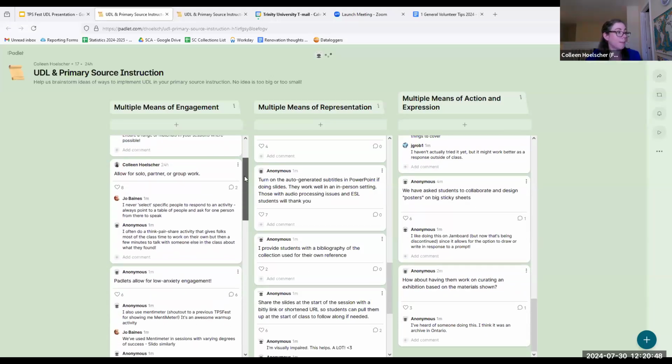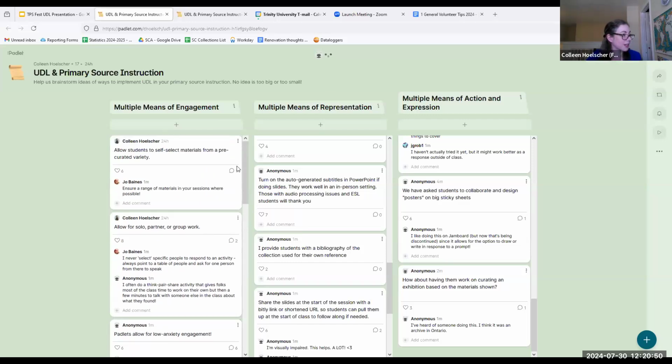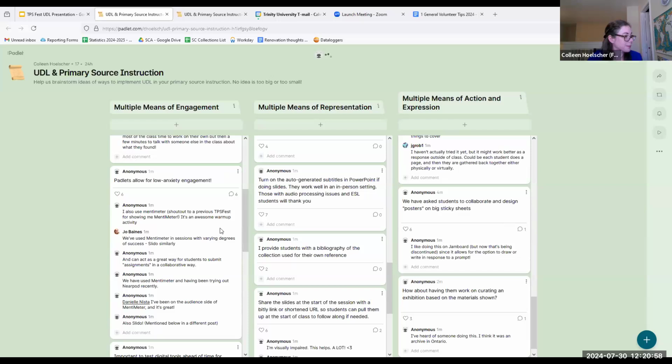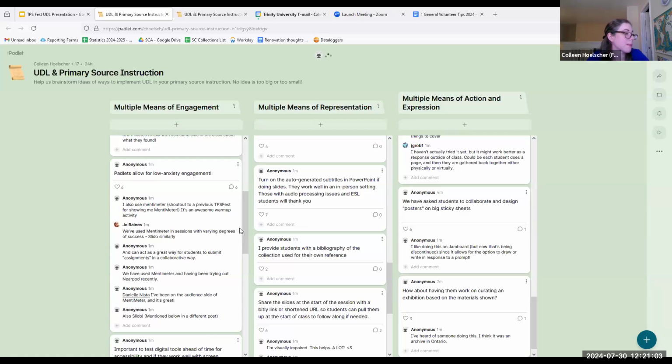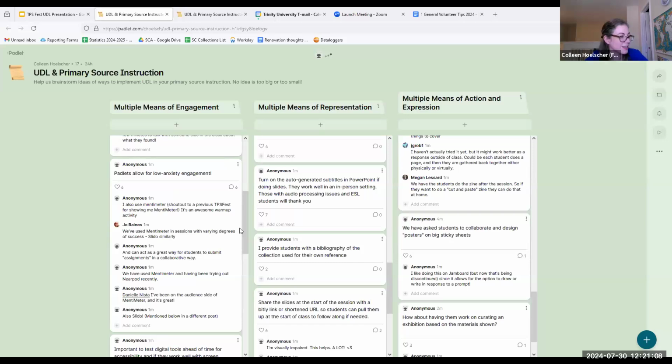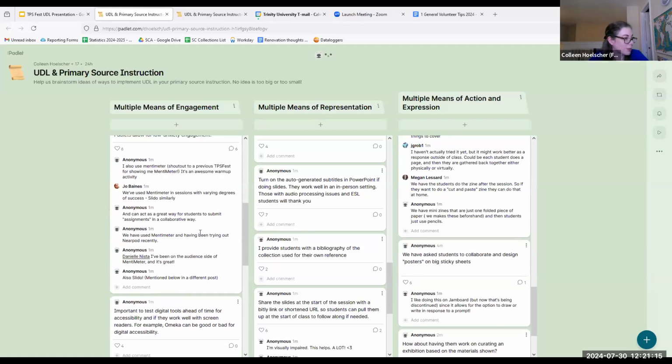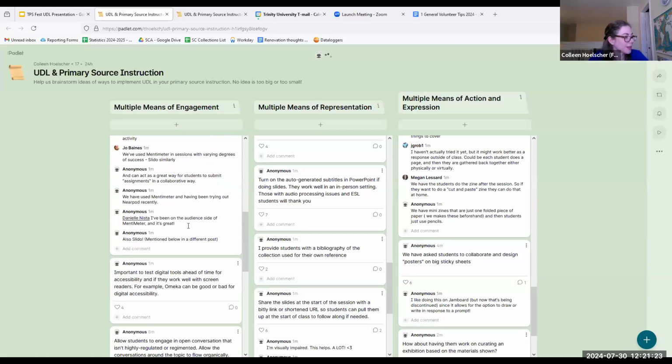Okay. I'm going to pop back over to multiple means of engagement because I think we've had a bunch of additional comments over there. So someone mentioned using Mentimeter, which they saw at a previous TPS Fest as a warm-up activity. Slido is another way that students can engage with material. Someone else mentions Nearpod. I've never used any of these, but I'm excited to look at them all.